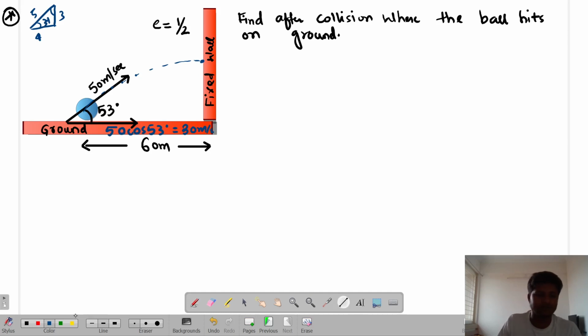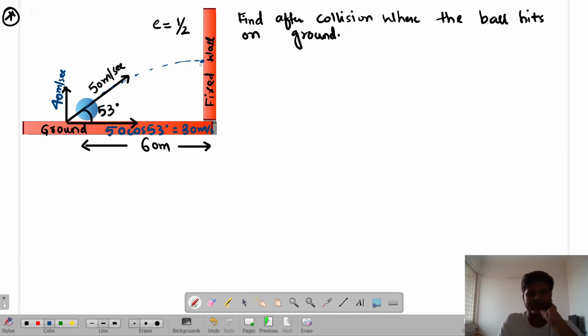Similarly, I'll have one more velocity component, which will be 50 sine 53. So this is how much? 40 meter per second, isn't it? So I got my two velocities. This is 40 meter per second.